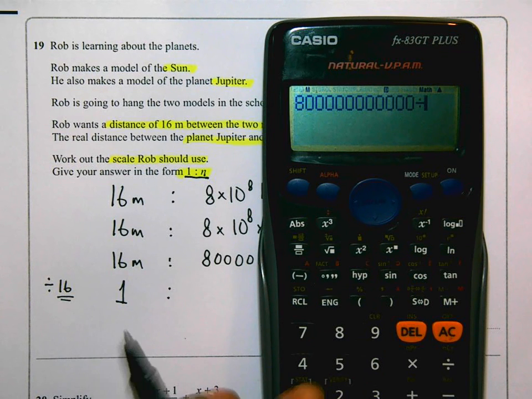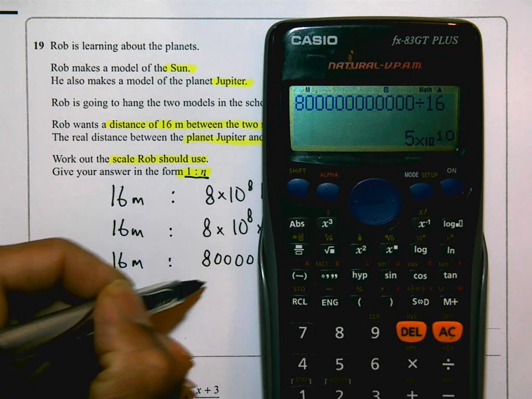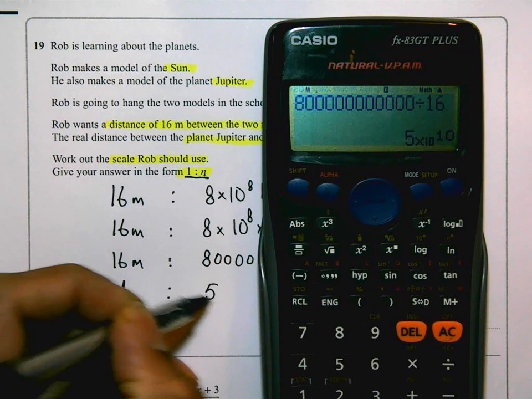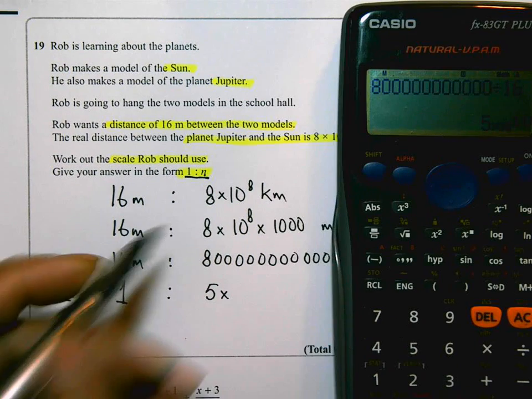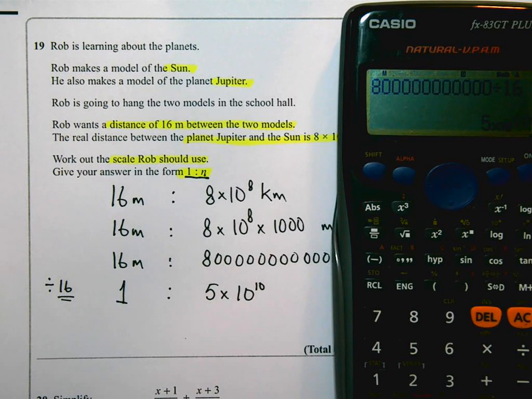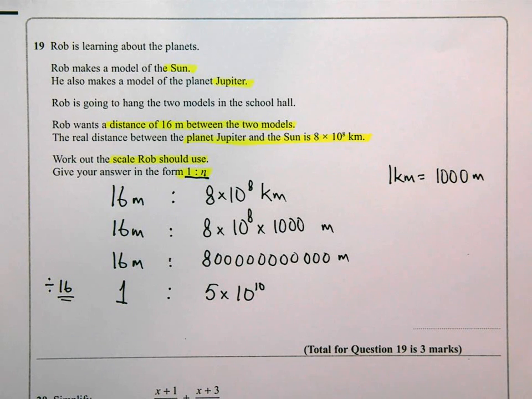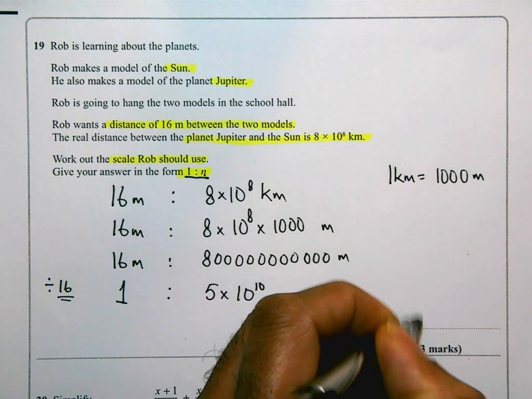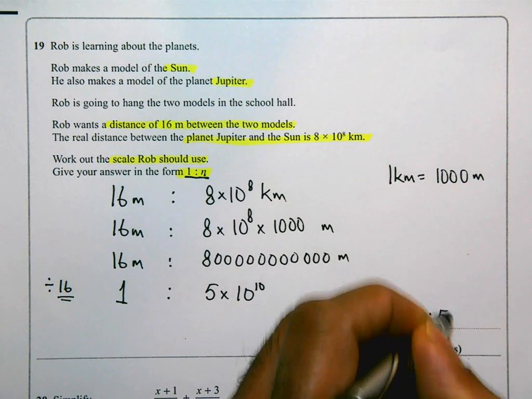equals, and that puts it straight away into standard form for me. It gives 5 times 10 to the power of 10. Now that is my final answer. That is the answer that I'm going to put in the answer space. 1 to 5 times 10 to the power of 10.